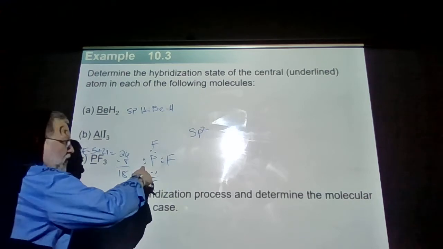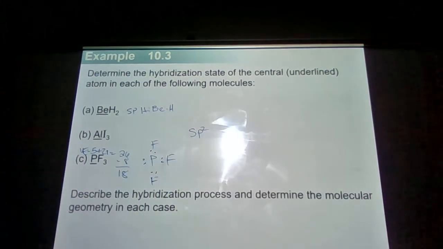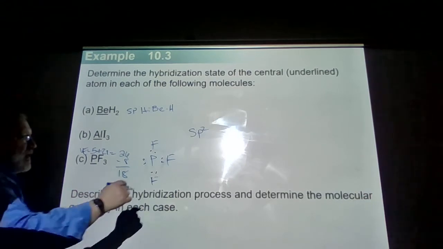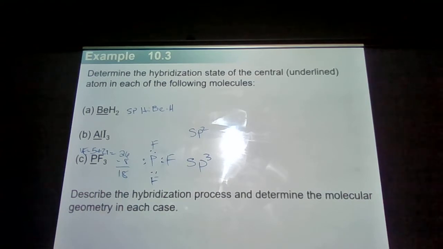How many lone pairs? 1. How many atoms are bonded to your center atom? 3. So that's 4. So this is an sp3 hybridized center phosphorus atom.